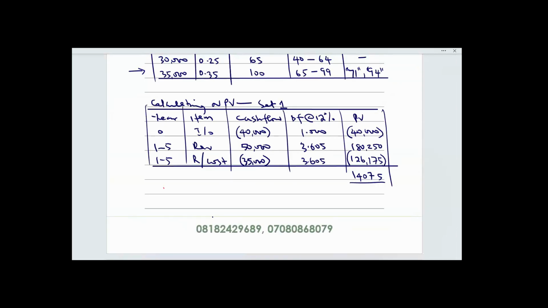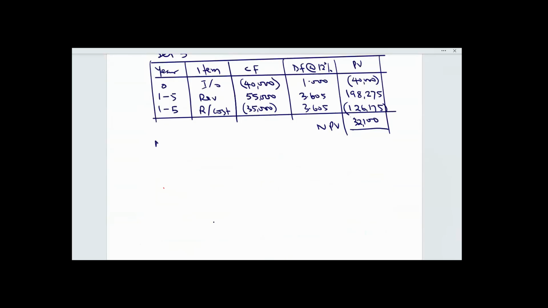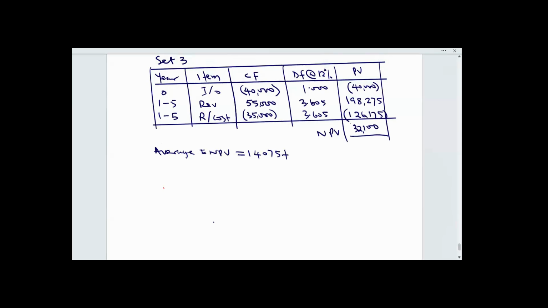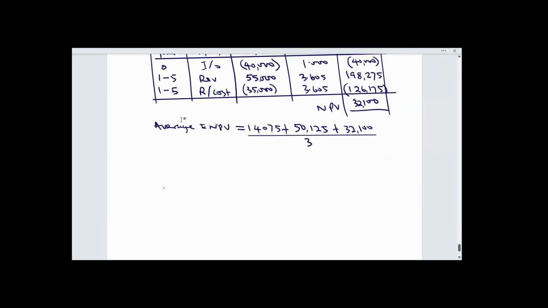So to do this, you are going to add up the average expected net present value. The first one is 14,075. The second NPV we calculated was 50,125. And the third one is 32,100. You add the 3 of them, you divide it by 3.